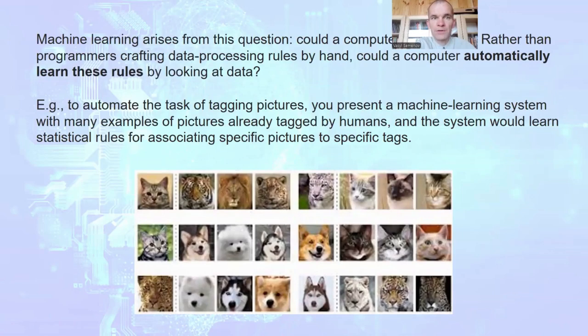Machine learning, we can say, arises from a question: could a computer surprise us? Rather than programmers crafting data processing rules by hand, could a computer automatically learn these rules by looking at data? For example, to automate the task of tagging pictures, you present a machine learning system with many examples of pictures already tagged by humans, and the system would learn statistical rules for associating specific pictures to specific tags, for example, mapping images of different animals to specific tags: lion, tiger, cat, dog, etc.